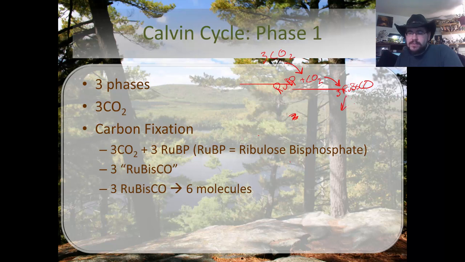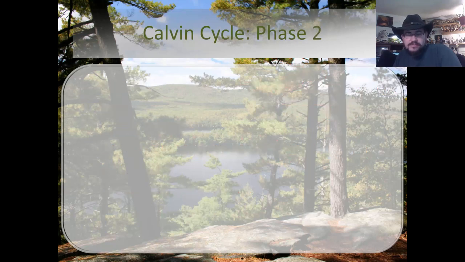3-Rubisco is broken up into 6 separate molecules. You do not have to know the names of these molecules, just that we break it down into 6. So, RUBP is combined with carbon dioxide to produce Rubisco. Then we get 6 molecules out of it.